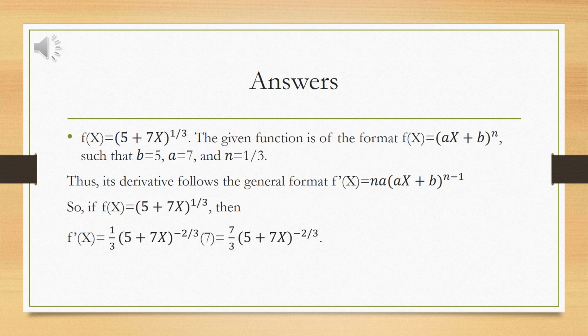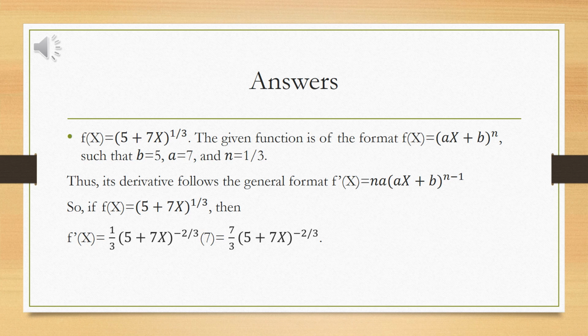f of x equals 5 plus 7x to the power 1 over 3. This given function is of the format f of x equals ax plus b to the power n, such that b is 5, a is 7, and n is 1 over 3. Thus, its derivative follows the general format f prime of x equals na times ax plus b to the power n minus 1.